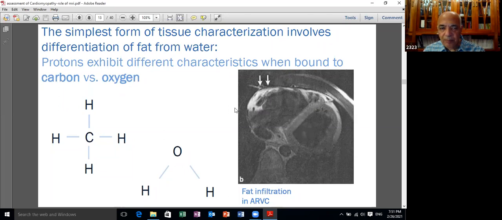So that's why, because the hydrogen atom is linked to carbon in fat and is differently linked to oxygen in water, this is the reason why we get a difference in the degree of signaling between fat on the surface of the myocardium and the gray tint of the myocardium itself.